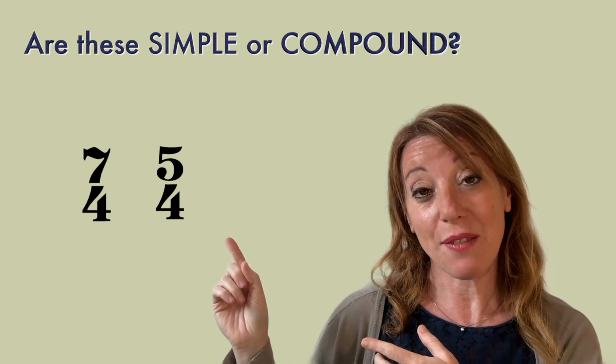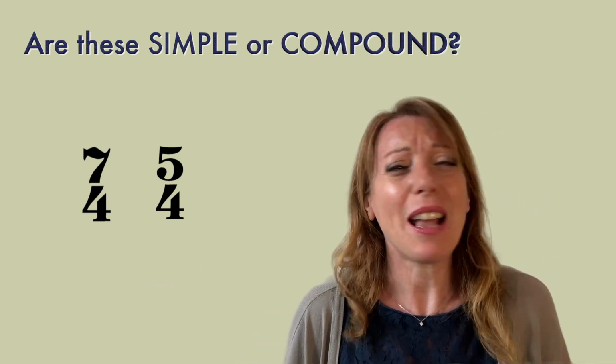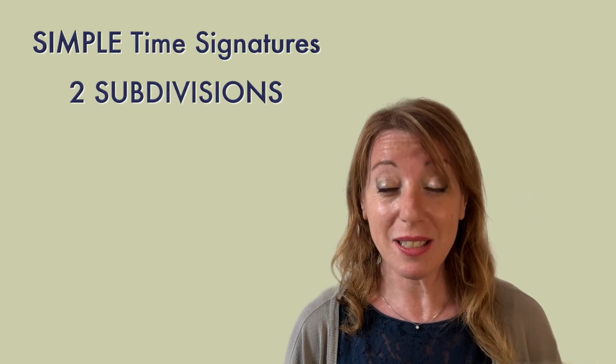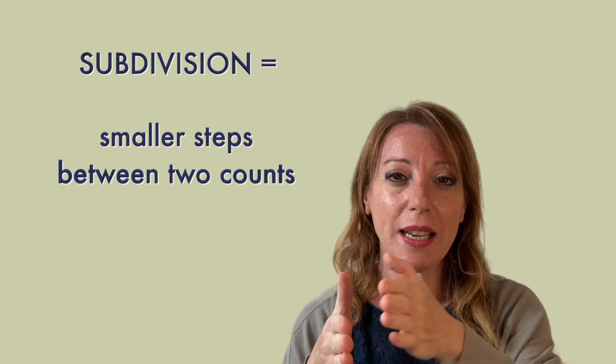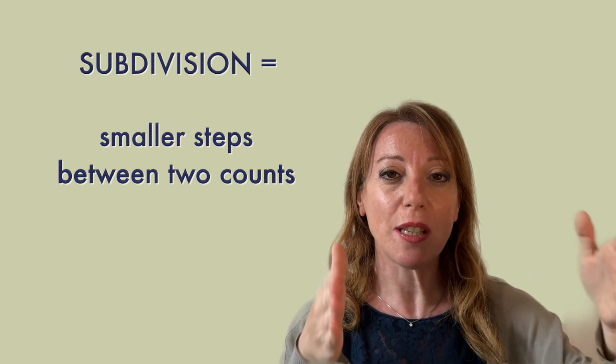Shall we get started? So if you see these time signatures, with 5 or 7 on the top, are they simple or compound? And what is simple and compound? Simple time signatures have 2 subdivisions. Compound time signatures have 3 subdivisions. But what are these subdivisions? They are subcounting between 2 big counts. So shorter steps between 2 bigger counts.